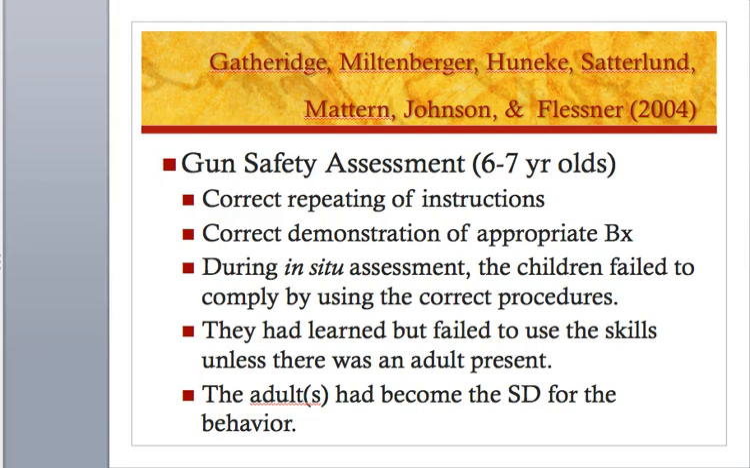Clearly the researchers had demonstrated that the children had learned what was appropriate during training, but they failed to use those skills during this assessment period. And the one difference was that during training there was an adult present, and during the testing, during the assessment, there was no adult present. And so they were able to determine that the problem was that the adult or adults who had been present during training had become the discriminative stimulus for the behavior occurring. And so the presence of an adult is what prompted them to use the correct behavior.